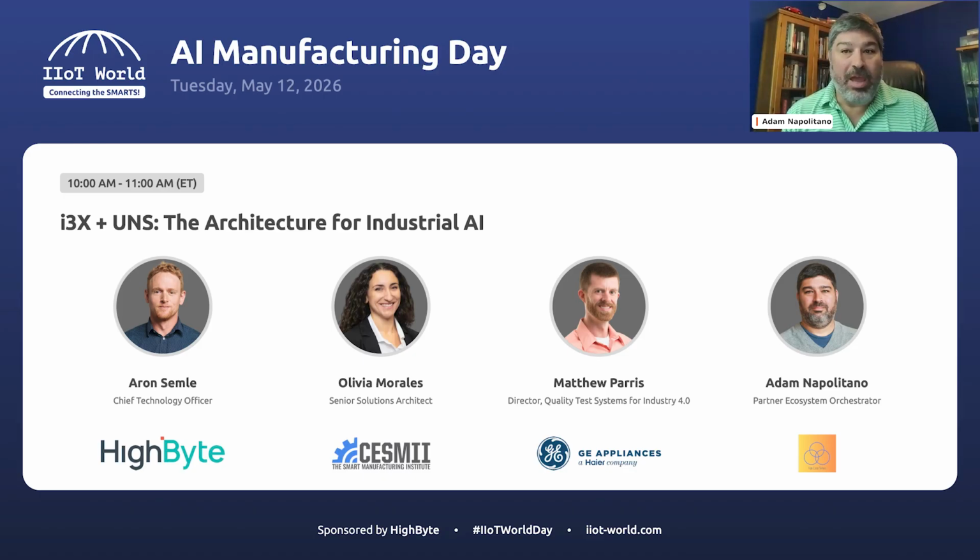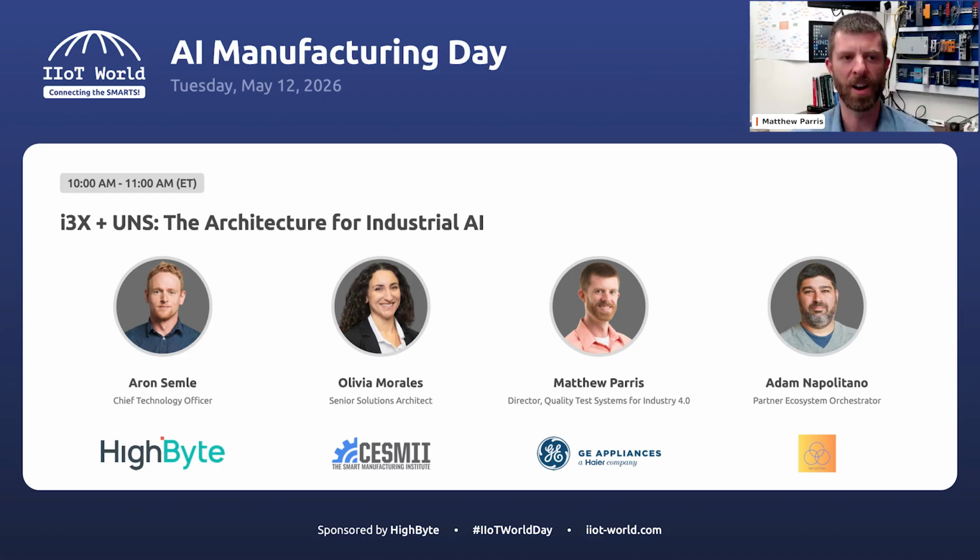And next up, we have Matthew Parris, Director of Quality Test Systems for Industry 4.0 at GE Appliances. Morning, Matthew. Good morning. Thank you for having me. As you mentioned, I'm the Director for Quality Test Systems. My team takes business requirements for quality factory processes and converts those into software and hardware designs. And then those software and hardware designs turn into equipment that get deployed into the plant floor.